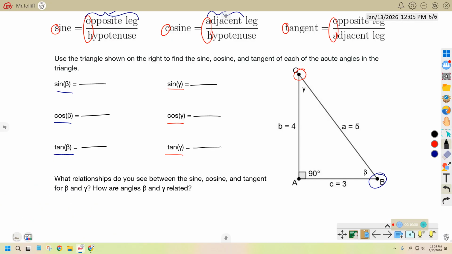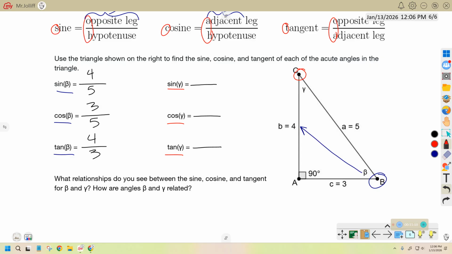Alexis, can you walk me through what those trig ratios are for angle beta? Can I get a thumbs up if you agree with Alexis's fractions? I see thumbs up popping around the room. Very good. Looking at blue, the opposite side is 4, the adjacent side is 3, the hypotenuse is 5. Those match up. Very good.